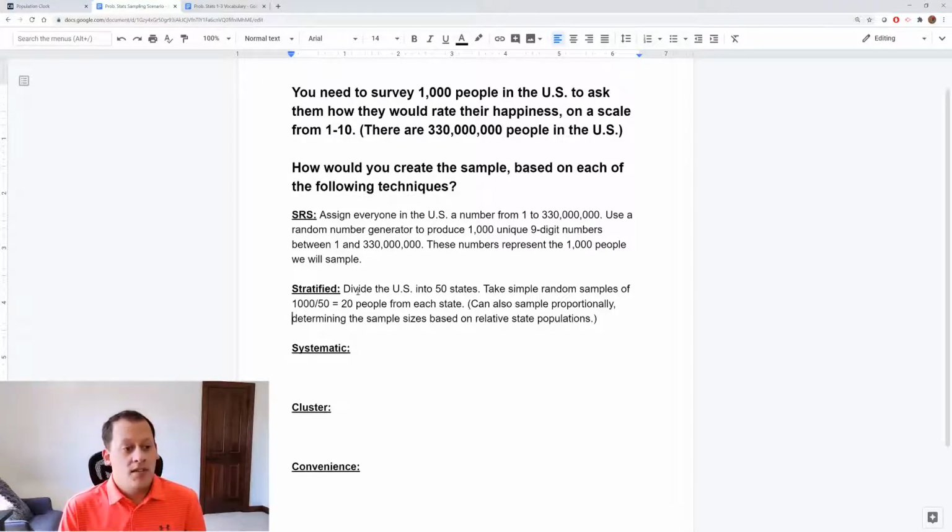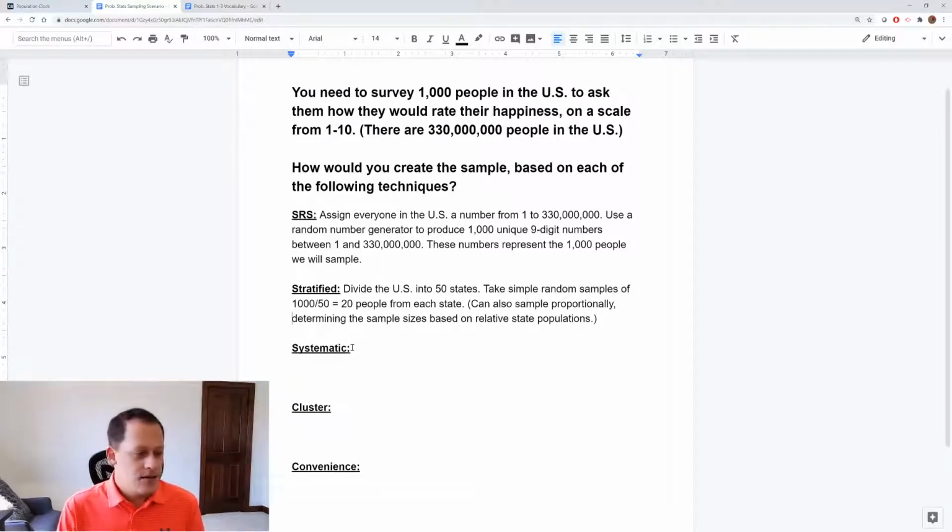And if you decide to divide the US into different strata, then that's fine. But the idea here is you divide the population into some kind of groups, and you take a simple random sample from each group. That's the idea of stratified sampling.